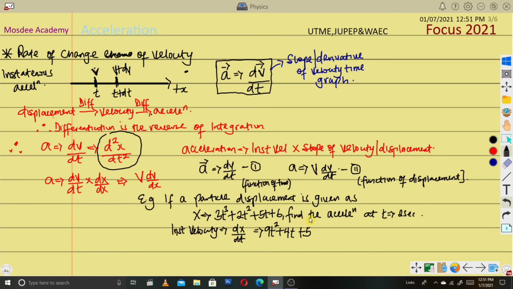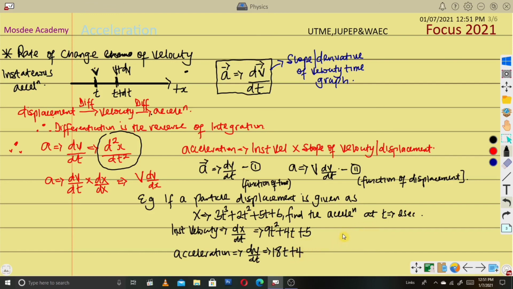Remember, the examiner asked me to find the acceleration. So if I differentiate velocity with respect to time once again, it will give me the acceleration. What we have gotten here is the instantaneous velocity. Now I'm going to differentiate again to get acceleration as a function of time, which is equal to dv by dt. Differentiating this, I have 2 times 9, 18t. Then when you differentiate this, t will go, you have plus 4. Differentiating a constant is equal to 0.